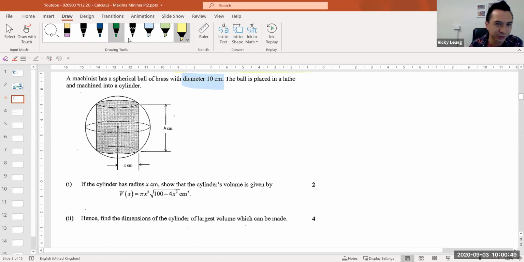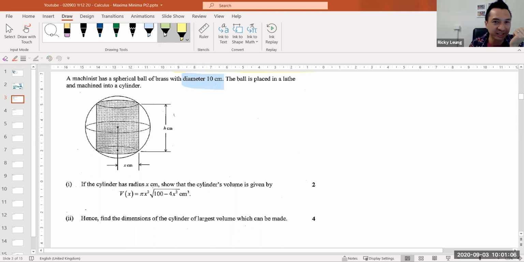Now, it's always dangerous for a lot of students when there's information given in the words, but it's not in the diagram. So the diameter is 10. Now, this diameter of 10 for a sphere is actually quite a powerful fact, and you'll see it here. A lot of people don't really know how to use it.